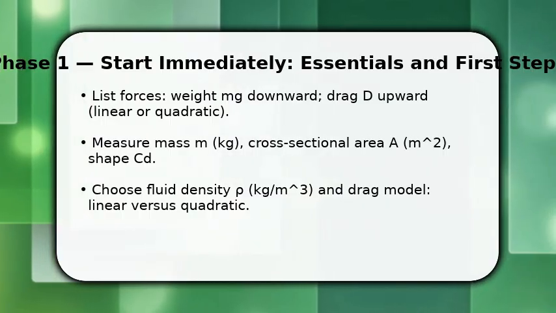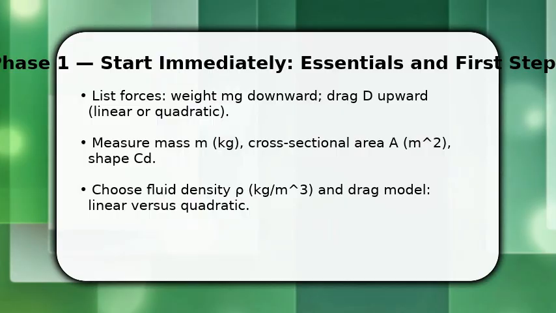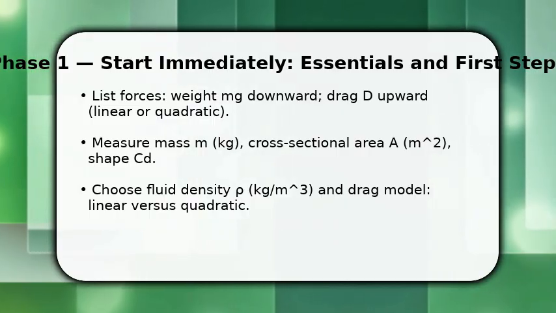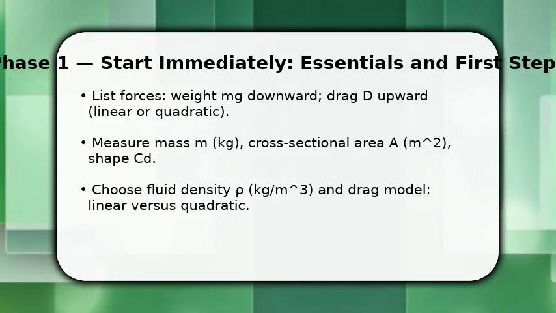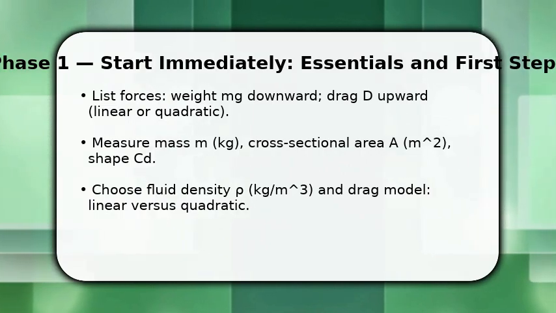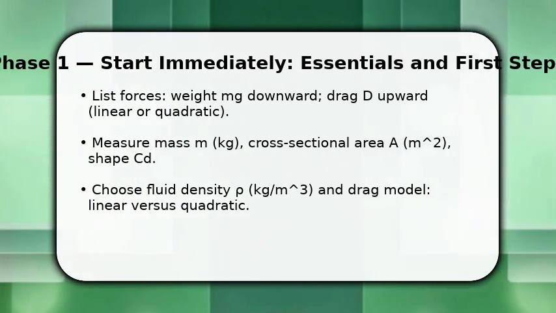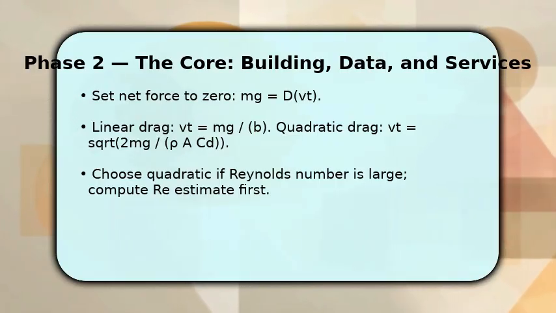Next, record the fluid density rho. Then write Newton's second law, m dv/dt equals mg minus bv, so you can move directly into solving for steady speed. You now set net force equal to 0, so acceleration is 0. mg equals drag at terminal velocity.